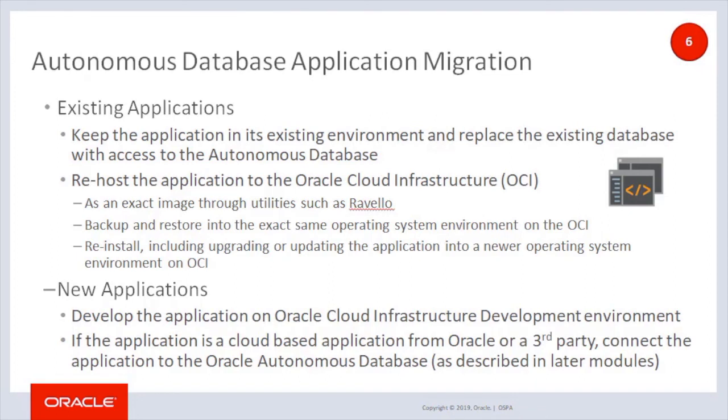Once a decision is made to move the database to Autonomous Database Services, the next step is to determine what to do with the application accessing the database. Just like rehosting the database to the cloud, rehosting the application to the cloud may have its own benefits. If the application using the autonomous database is an existing application, there are 2 preferred options for hosting the application. First option is to keep the application in its existing environment and replace the existing database with access to the autonomous database. The second option is to rehost the application to the Oracle Cloud Infrastructure.